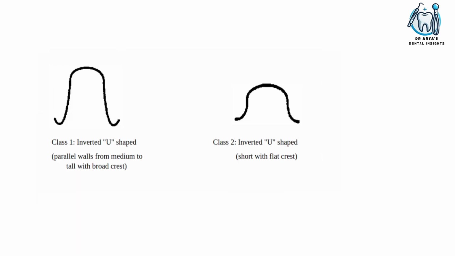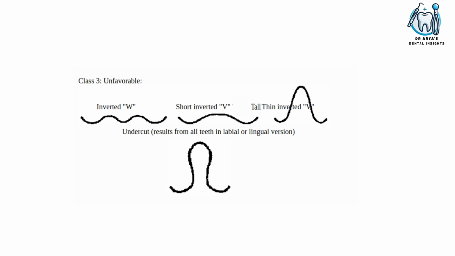Coming to the mandibular ridge form. So first one is inverted U-shaped, parallel walls from medium to tall with broad crest. Inverted U-shaped, short with flat crest is the class 2. And class 3 is unfavorable, that is inverted W, short inverted V, tall thin inverted V and undercut.